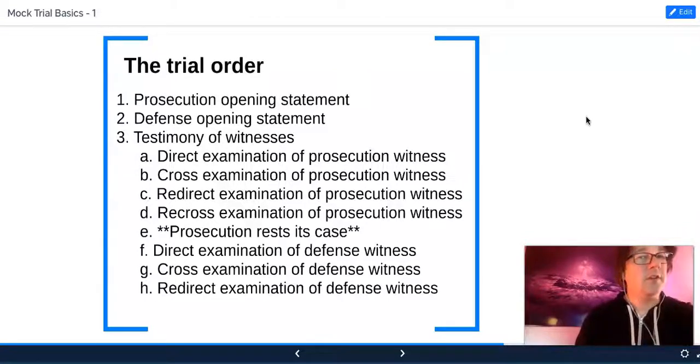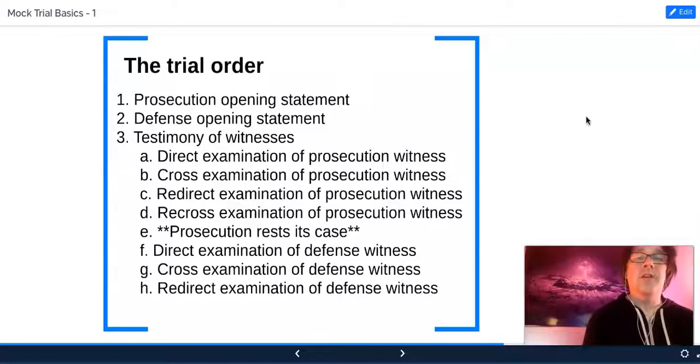So the prosecution will call their witnesses first. So the prosecution goes first, right? They're the ones, that's the side that has something to prove. So they will present their case, and then the defense will have an opportunity to present its case and to rebut some of the things that the prosecution raised during its case.